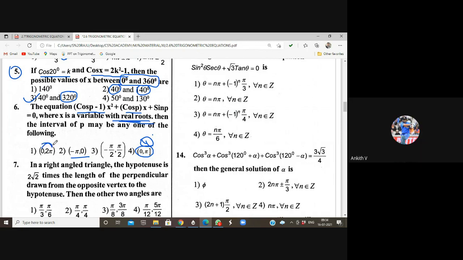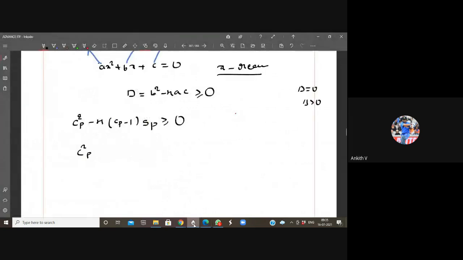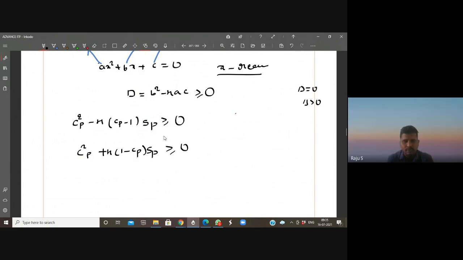Is it right? Sir, if we substitute 90, we are getting the normal amount. When I multiply with minus here, I will get like this. So the thing is, cos square p is greater than or equal to 0 always. So 4 into 1 minus cos p into sin p also must be greater than or equal to 0.